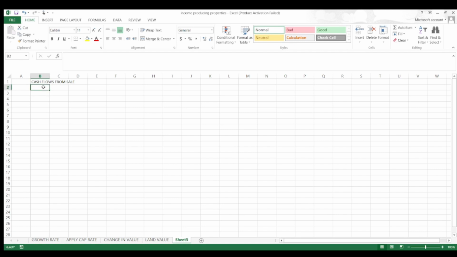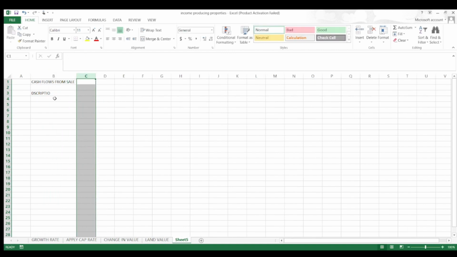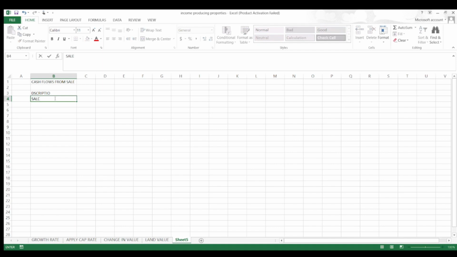So on the first column, here we can have a description, and we'll add the amount. So cash flows from sale, first, we need to note how much this property is being sold at. So based on our example, the property can fetch 9.7 million at the end of year 5. Here, we can have our 9.7 million.